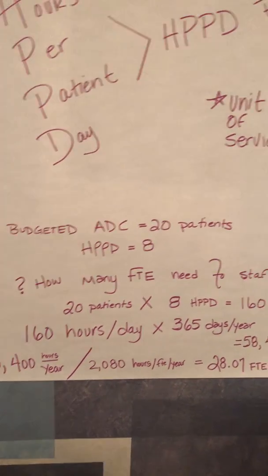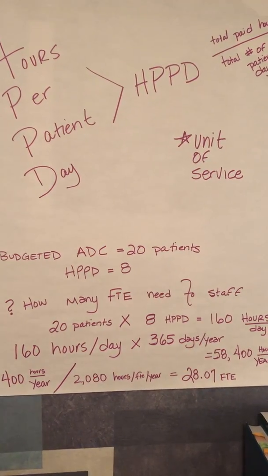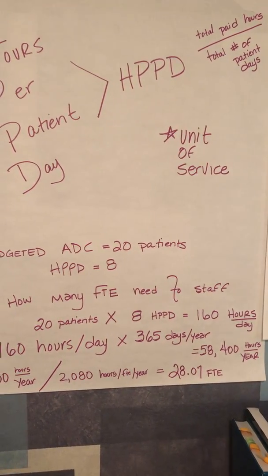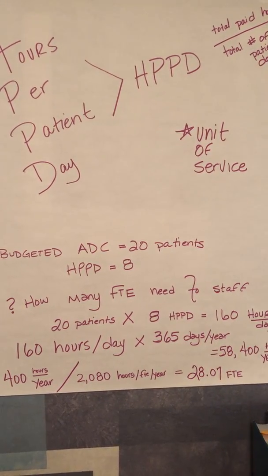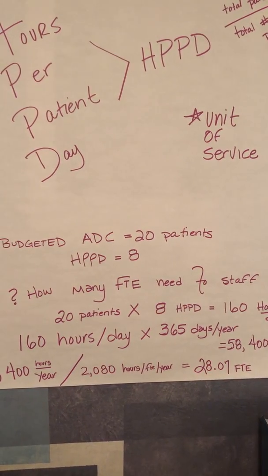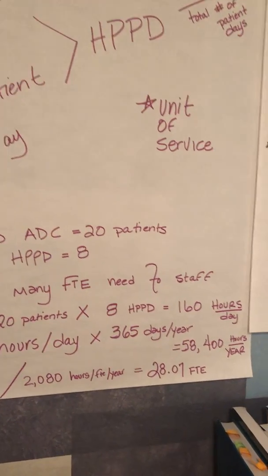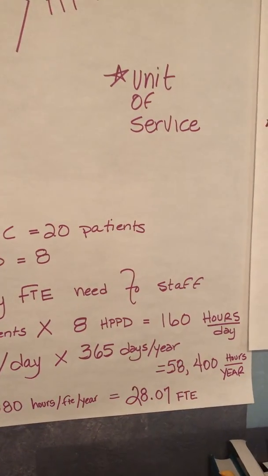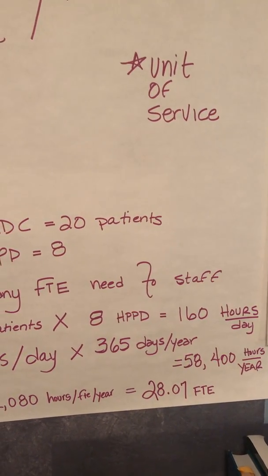Then you would take those 160 hours a day, and you would multiply that by 365 days a year. Again, remember your average daily census is 20, that's over a year. So you take 160 hours times 365 days a year, which would give you 58,400 hours per year of care that's being provided.